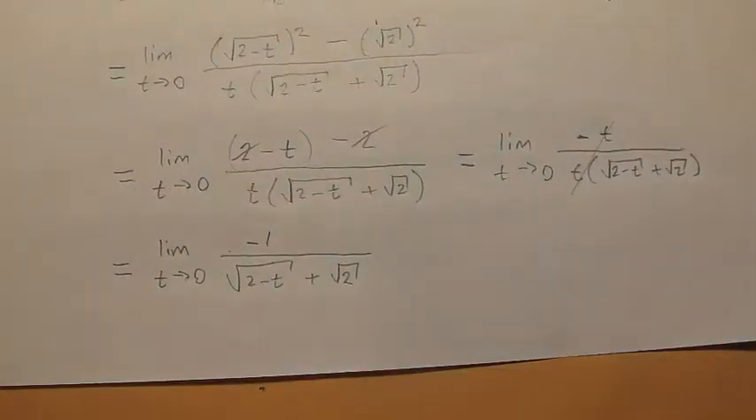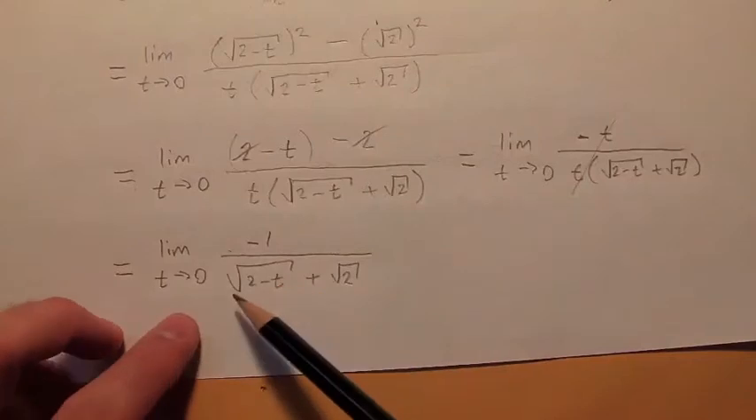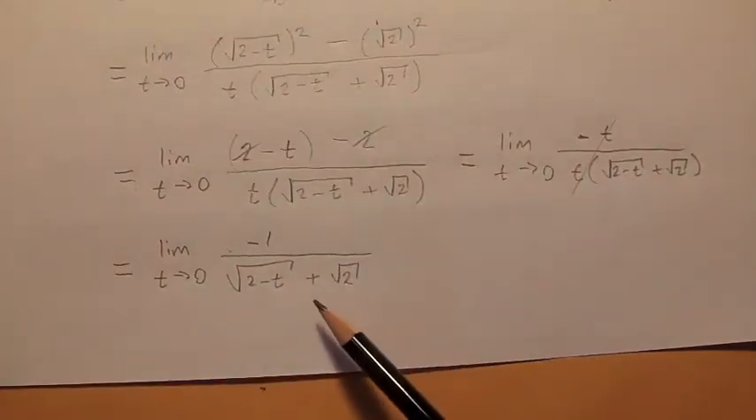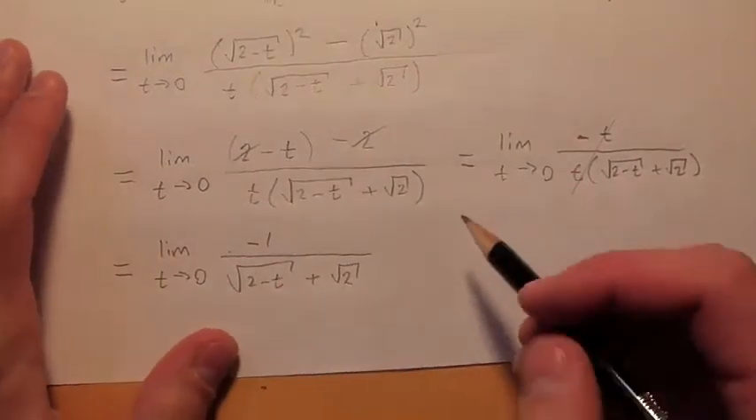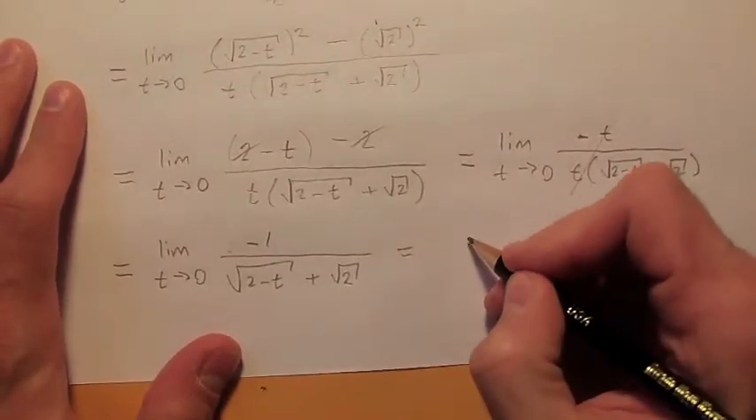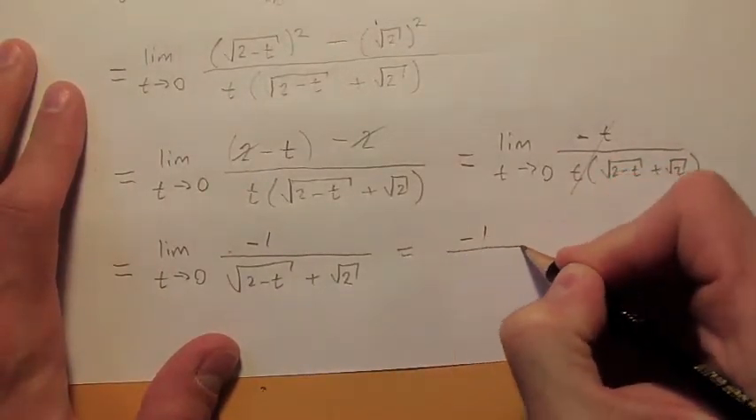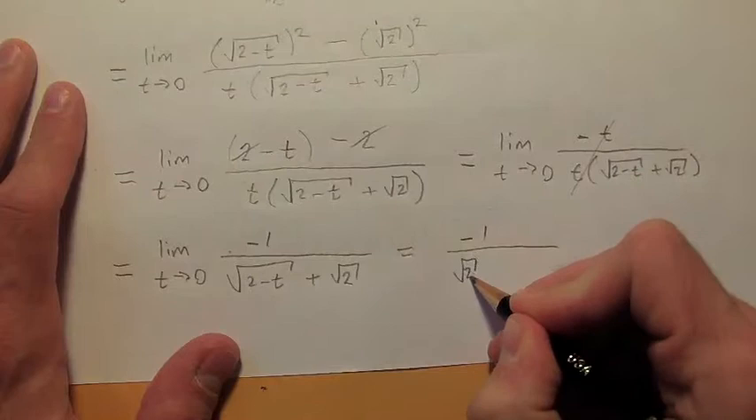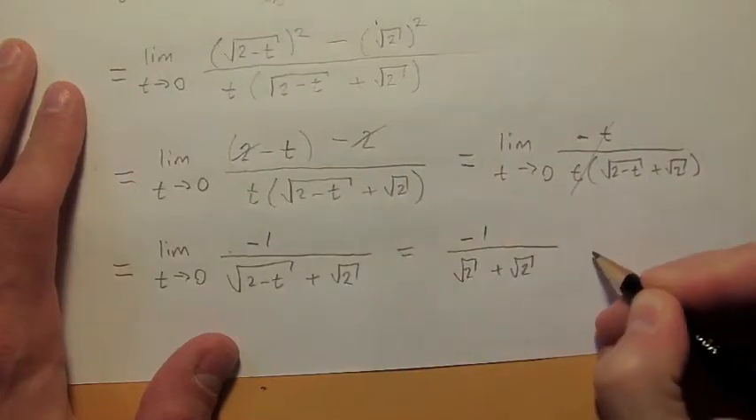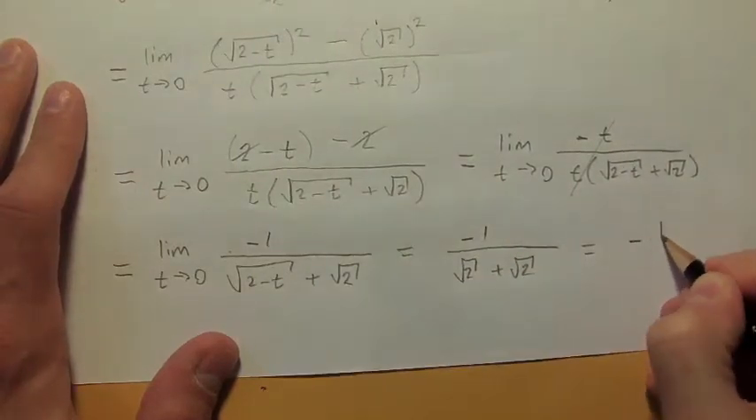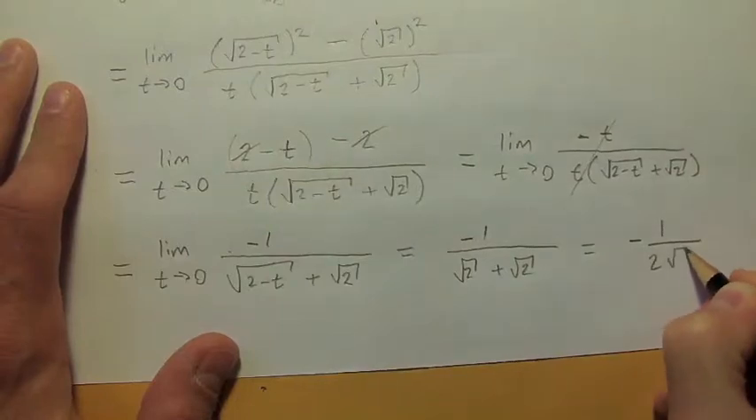Okay. No problem, right? Now we can actually plug in the 0, because that will not cause division by 0. Just plug it in, we'll get negative 1 all over the square root of 2 plus the square root of 2, which is basically just negative 1 over 2 square root 2.